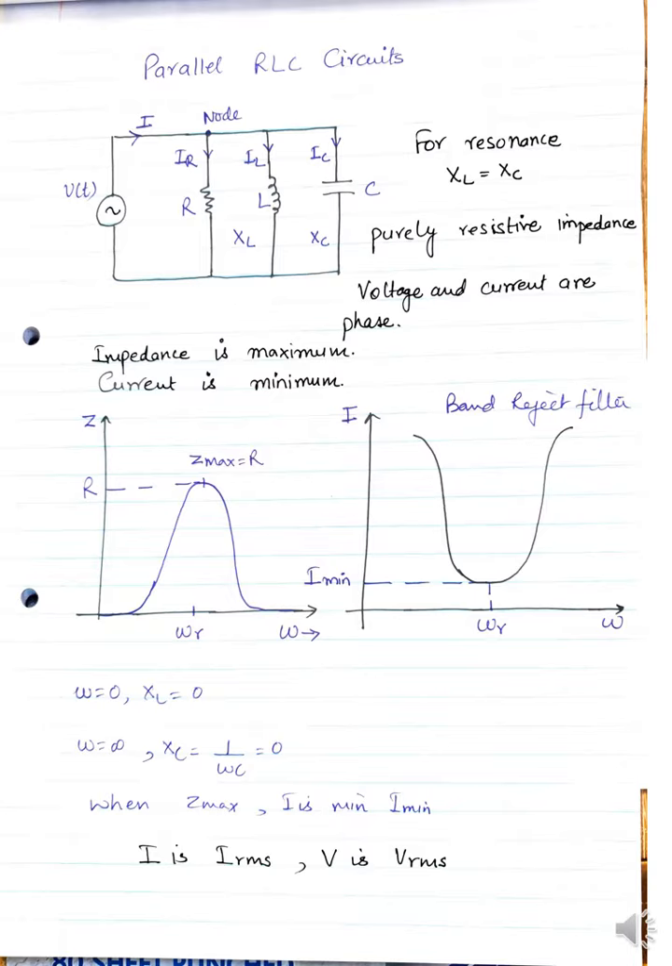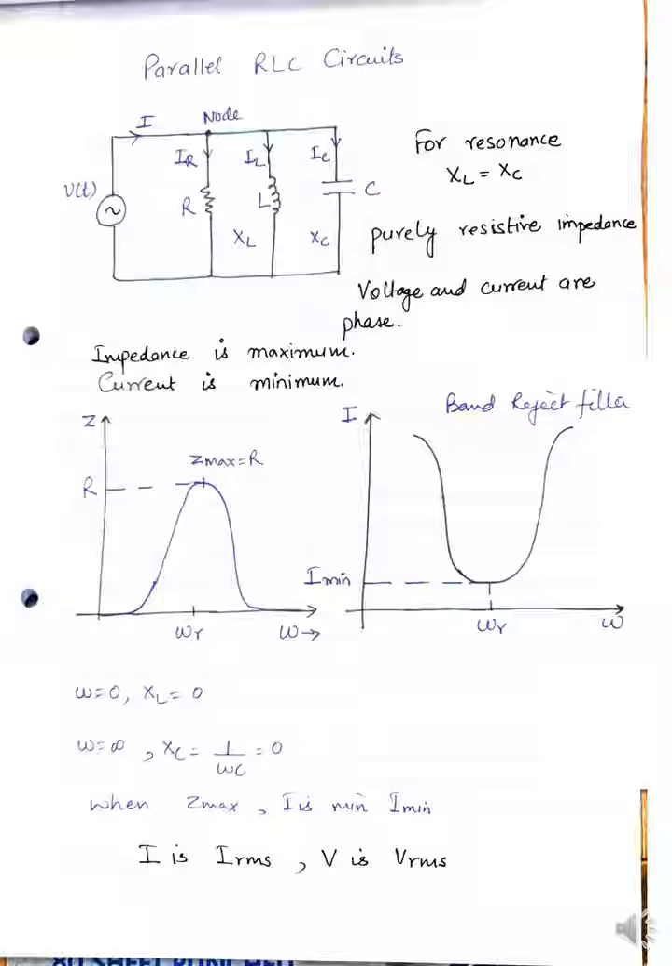Okay. So now for the series we were using impedance to be minimum, because XL equals to XC was making the impedance to be minimum. Here when we are using XL equals to XC, then it's making the impedance maximum. Okay, so the impedance is maximum, the current is minimum.